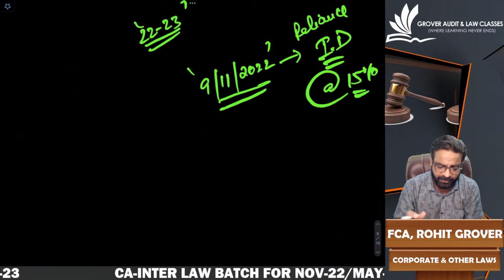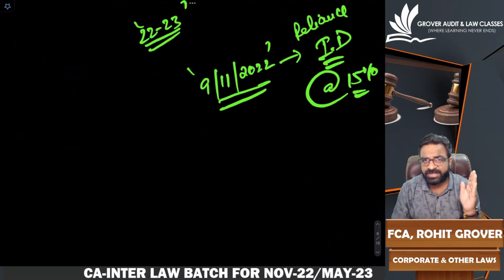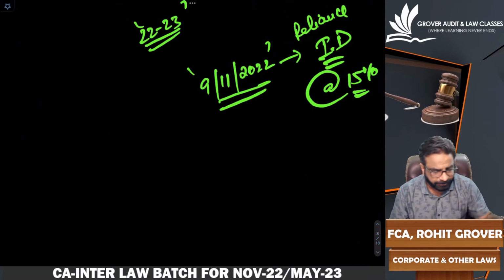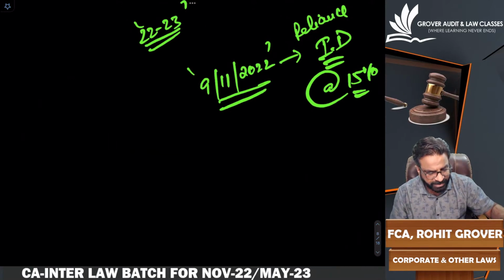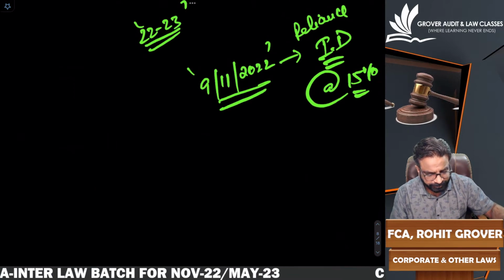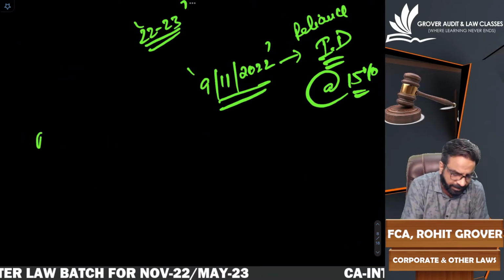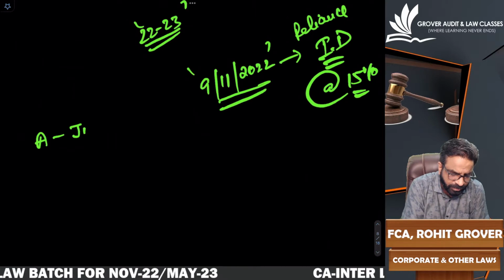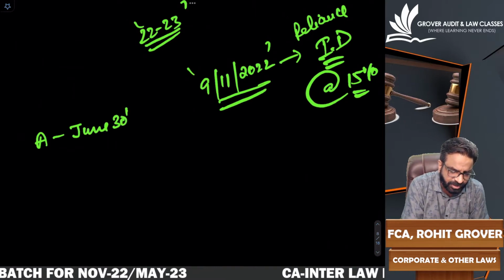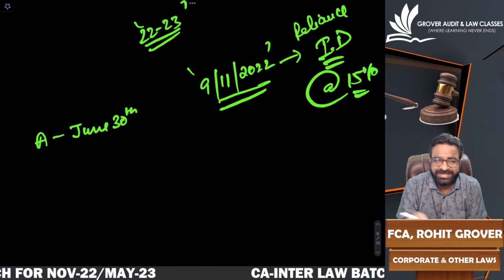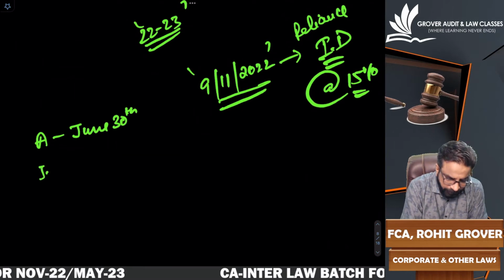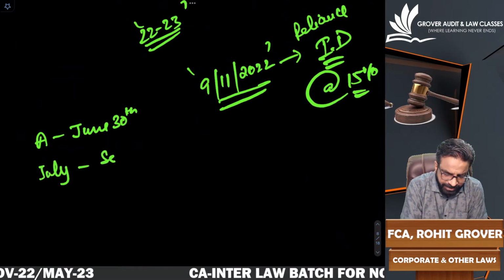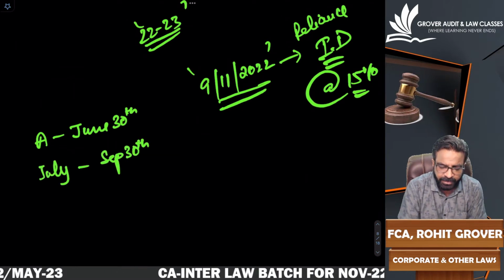Now tell me, the financial year starts from the 1st April. Am I correct? Yes, sir. Can you please tell me what is the first quarter? The first quarter is from April to June. So can I say June 30th? Yes, sir. What is the second quarter? July to September, ending September 30th. Am I correct? Yes, sir.